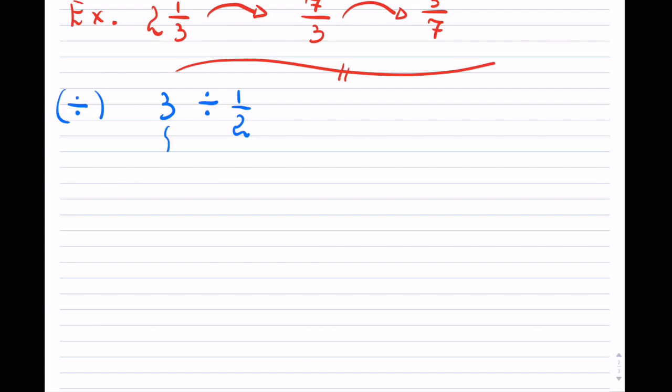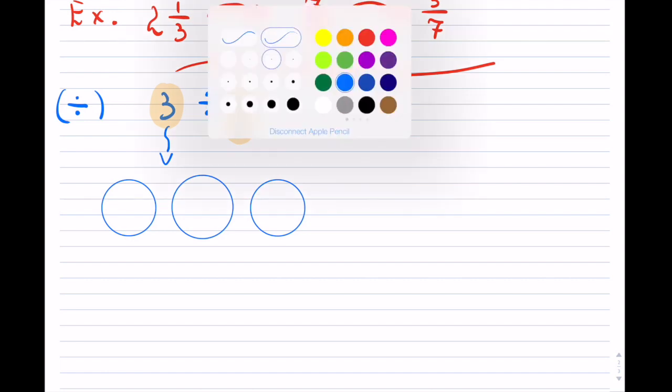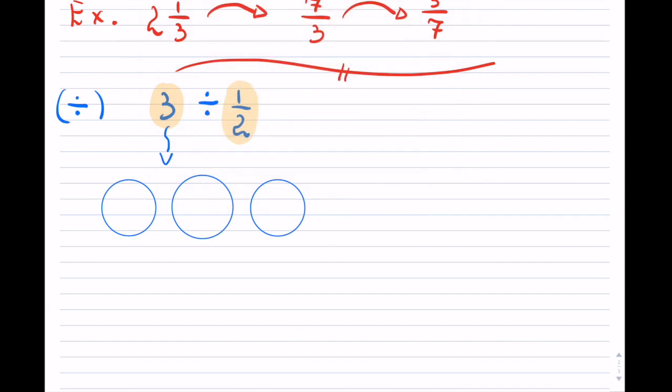Well, let's imagine our famous pizzas. So if I have 3 pizzas, and I'm sorry, these are not exactly identical circles, they should be, but it represents 3. And now, when we're doing division, what we're asking is, how many times will this half go into this 3? Well, visually, this is actually pretty simple to think about.